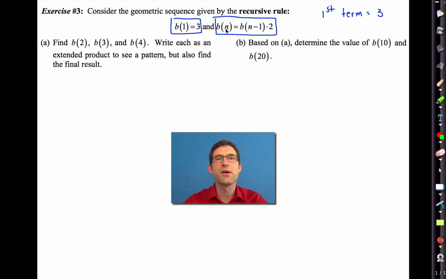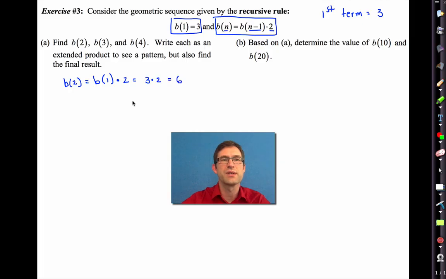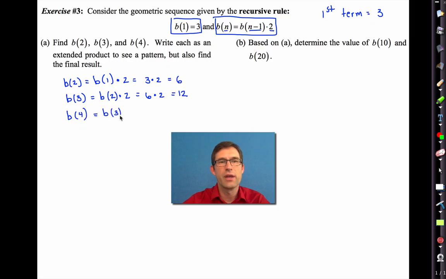All right, and then what this tells me is that each term can be found by taking the previous term and multiplying by 2, doubling, right? So B2 is B1 times 2, which is 3 times 2, which is 6. B3 is B2 times 2, which is 6 times 2, which is 12. B4 is B3 times 2, which is 12 times 2, which is 24.